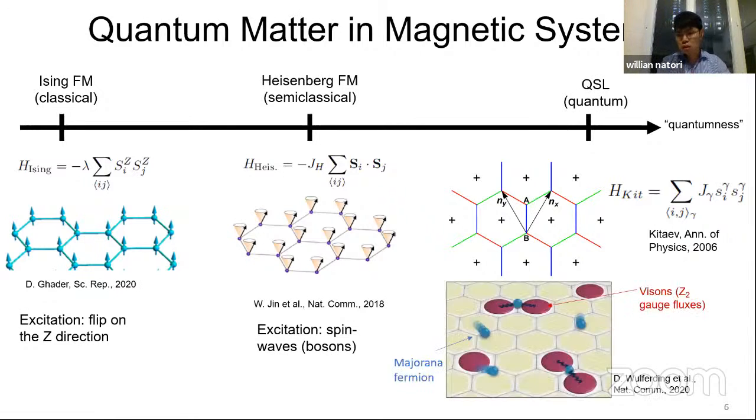This model turns out to be exactly solvable, and the ground state cannot be written in terms of a simple product state, but rather you have to map it into a free fermion problem, which will be characterized by a static Z2 gauge field and Majorana fermions. So the excitations will be these visons, which are alterations of the Z2 gauge fluxes, and the Majorana fermions.